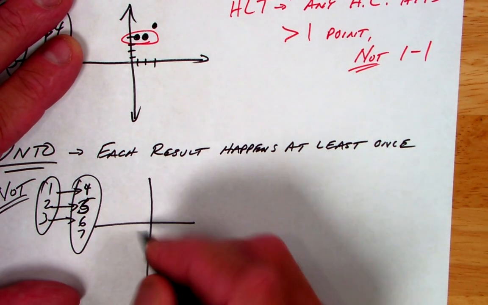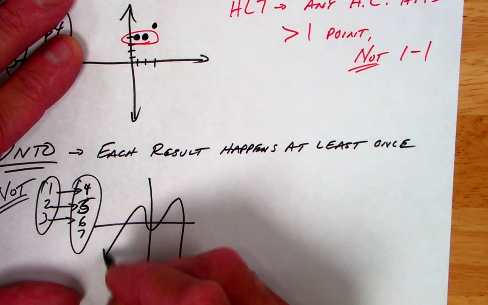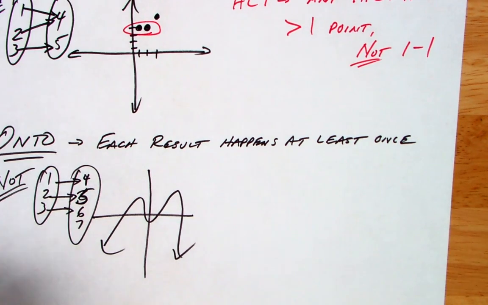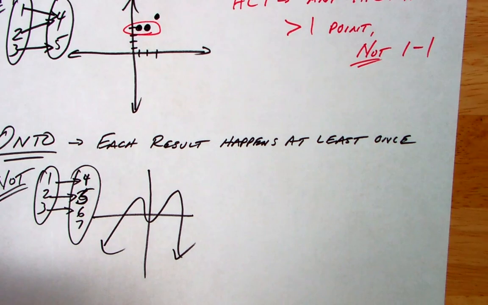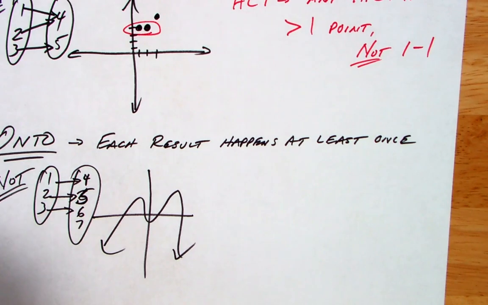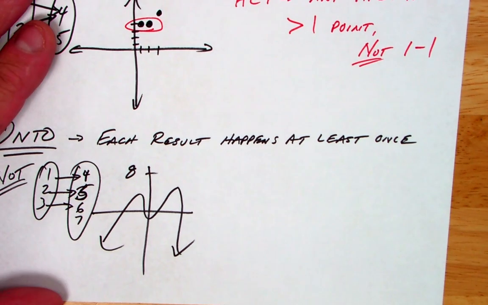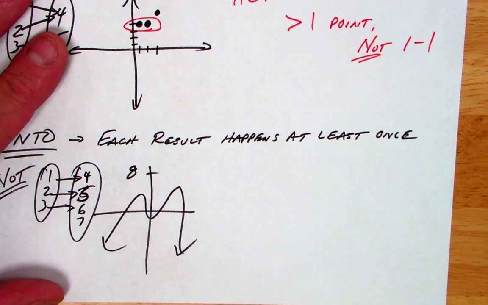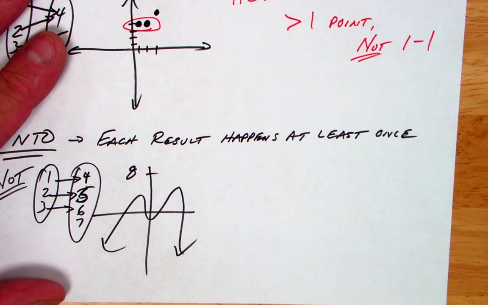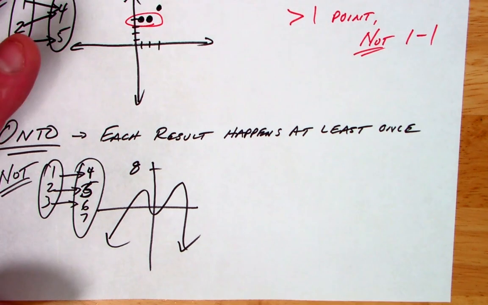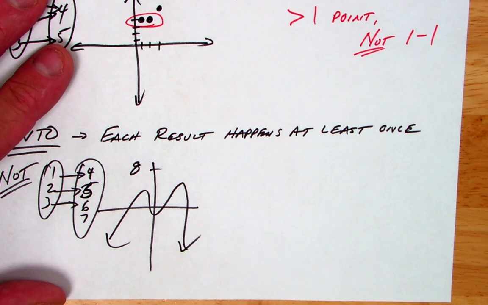So now, what about graphing-wise? Is that onto? Give me a result that never occurs. Yeah. So like up here at 8. It never happens. There's no results. There's no x's that yield all the results possible.